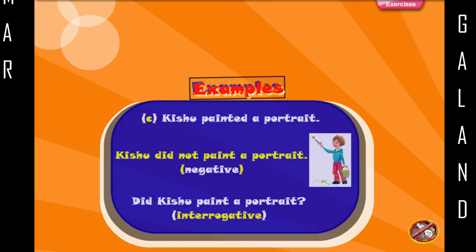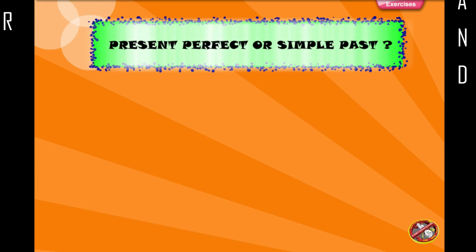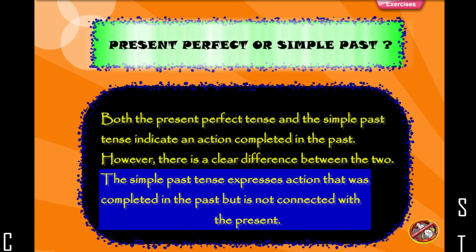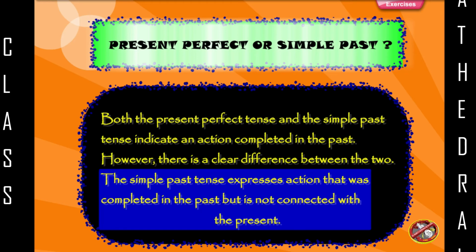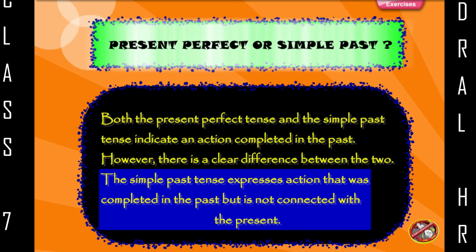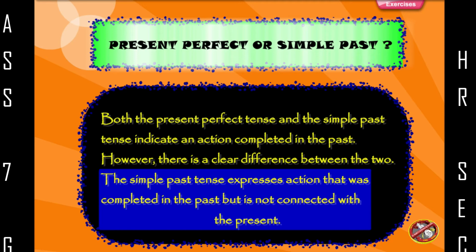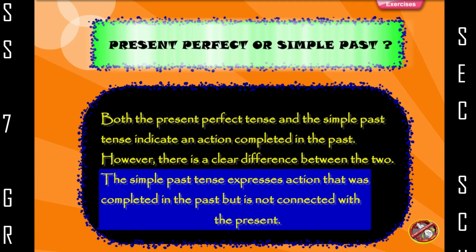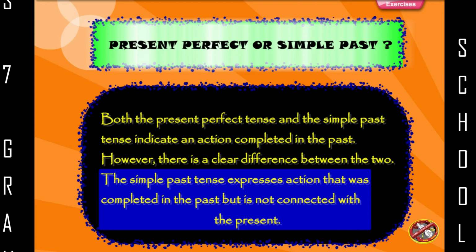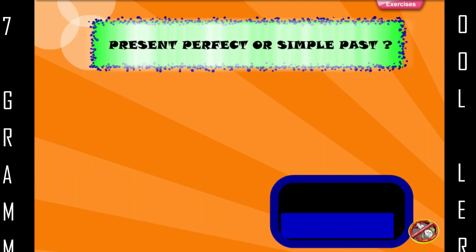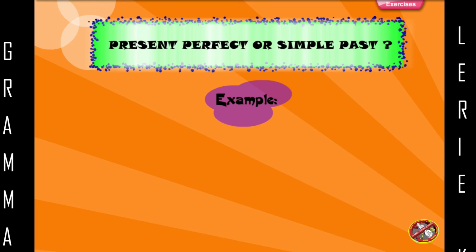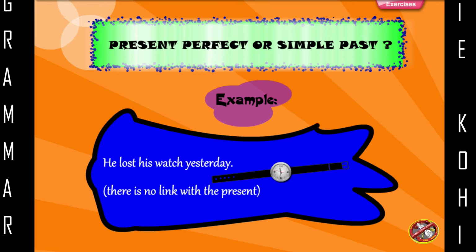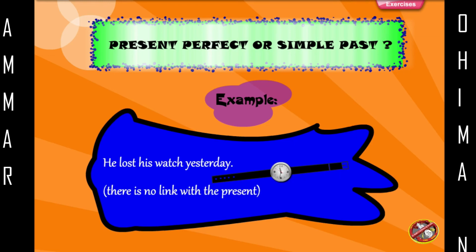Interrogative. Present perfect or simple past. Both the present perfect tense and the simple past tense indicate an action completed in the past. However, there is a clear difference between the two. The simple past tense expresses an action that was completed in the past but is not connected with the present. Example: he lost his watch yesterday. There is no link with the present.